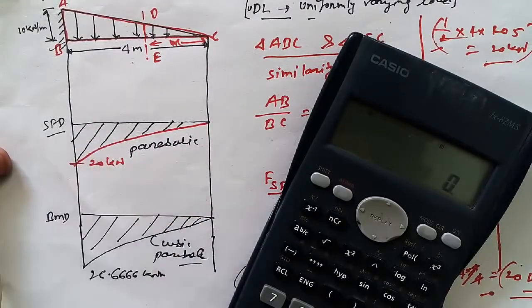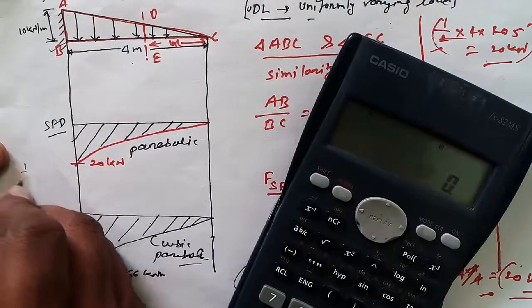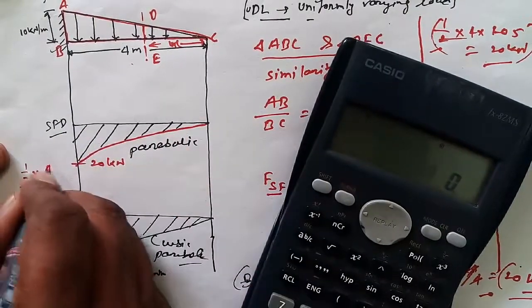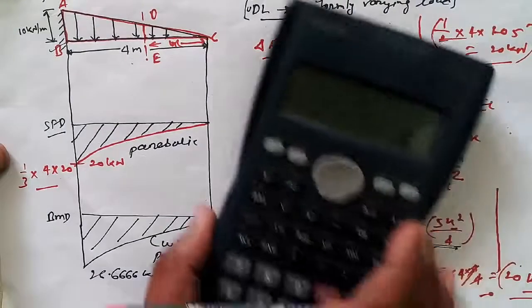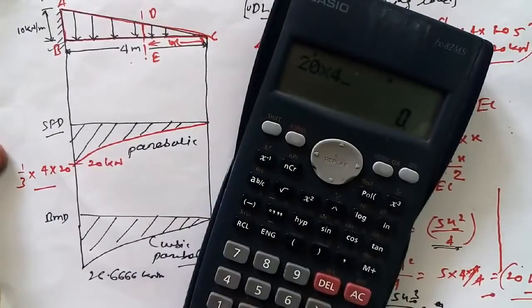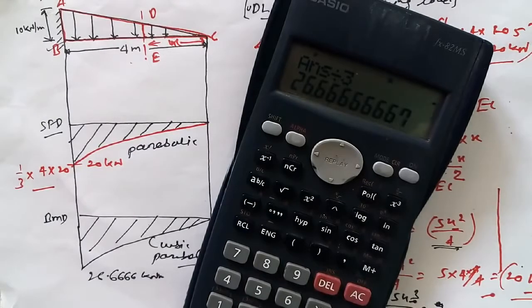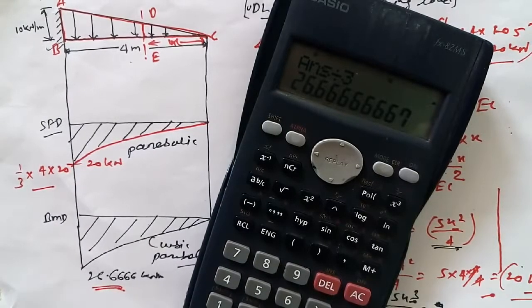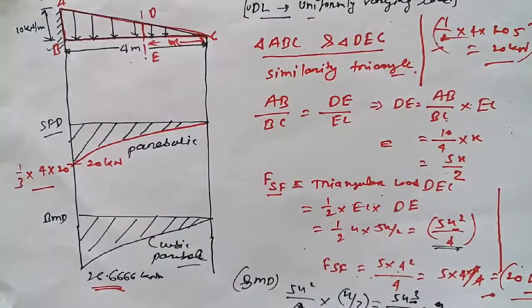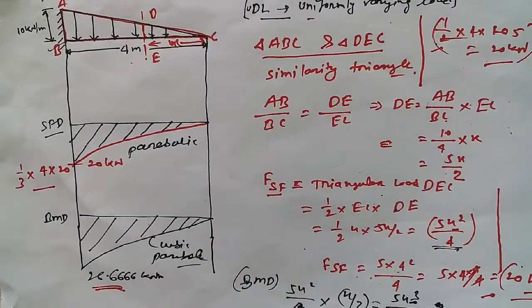What is that? 1 by 3 into base into height. So 20 into 4, 80 divided by 3. What is that? 26.6666. Exactly, we are getting it here. So what I have shared with you today are two important concepts, two shortcuts to solve UVL, one of the most difficult questions students told me about. This is really important for you. I hope you understand the question.